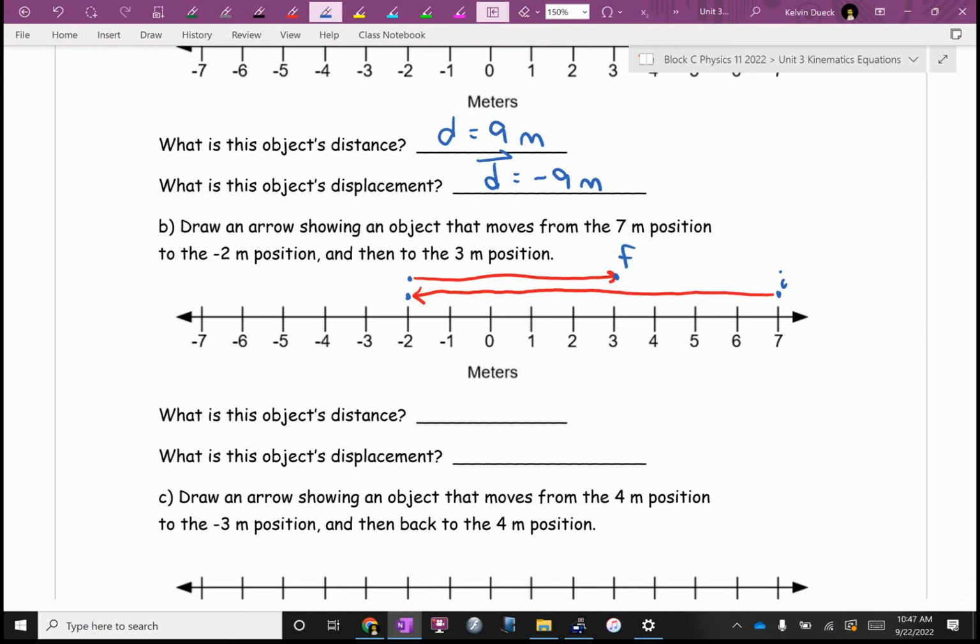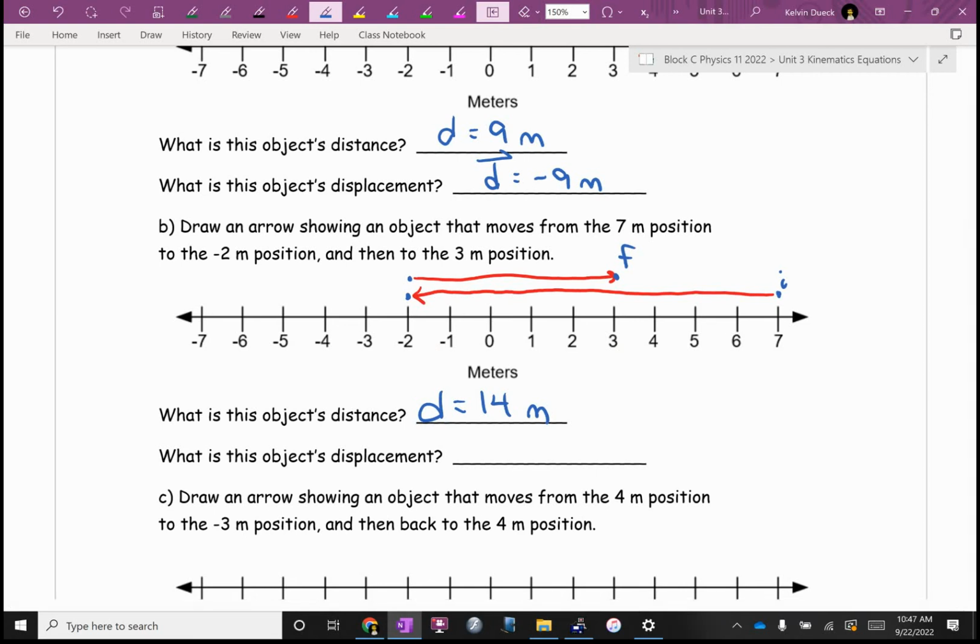David, what's this object's distance? Well, how long is the first trip? How long is the second trip? So, by the way, David counted, and you know what? Honestly, I probably would have counted because it's pretty small. But the other thing you could have done to figure out that 5 is you could have gone 3 minus -2, 5.